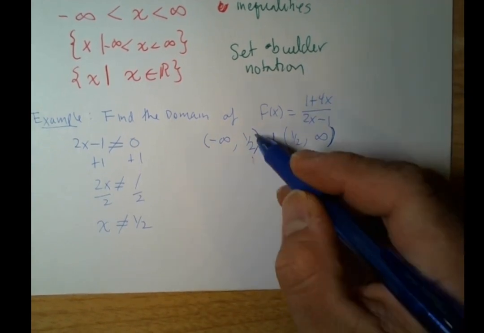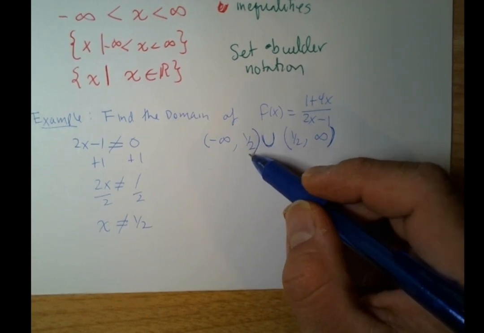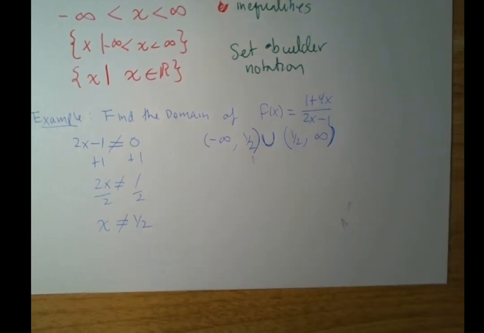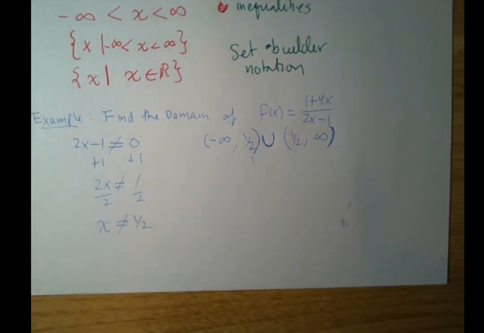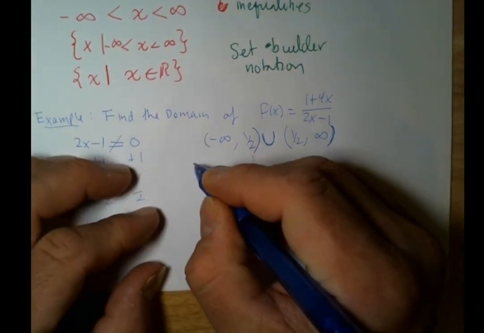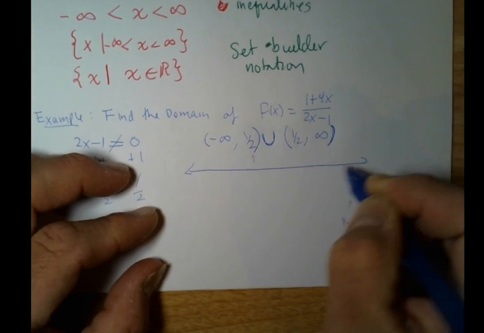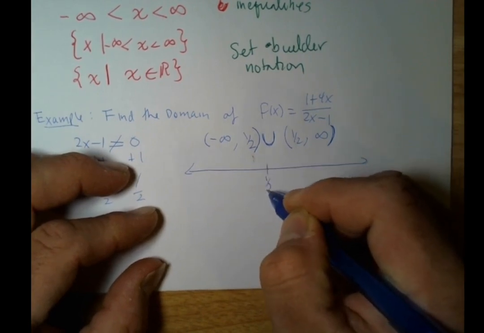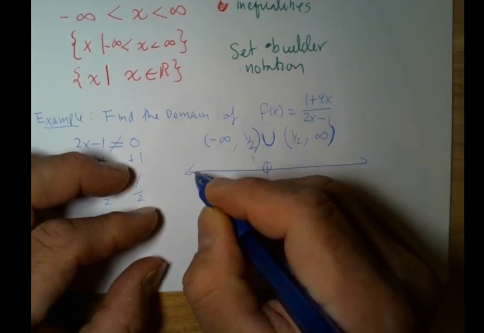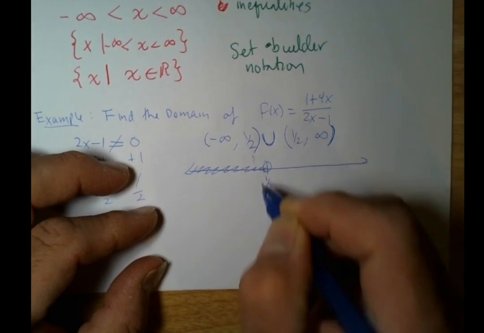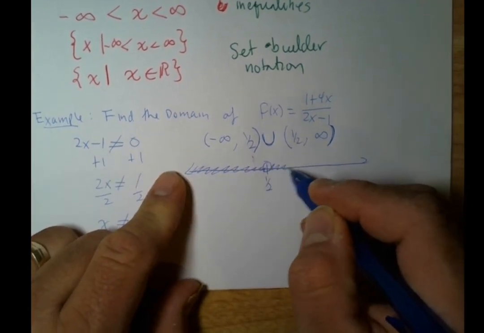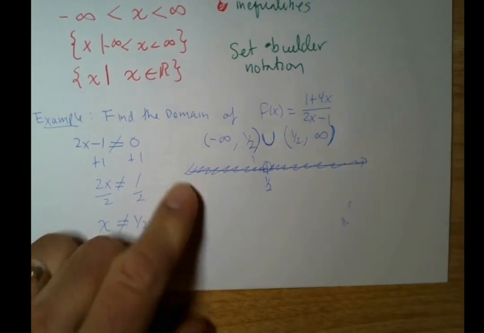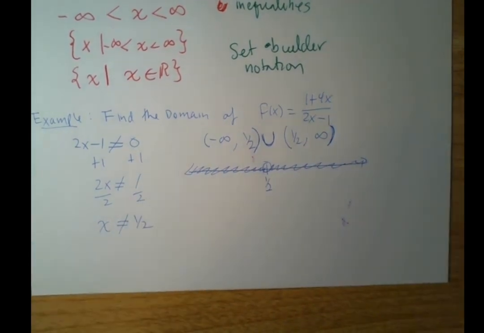Now, when we have the parentheses instead of the square brackets, that means that 1/2 is not included. And I don't want to include it here, right? So this will include from the left all the values from negative infinity. Again, if I look at a number line, all the values here on the left from negative infinity. And then on the right, all the values not including 1/2, but bigger than 1/2. All right, so it includes every single value except the 1/2.